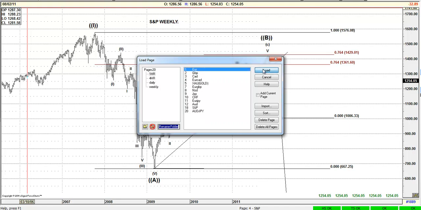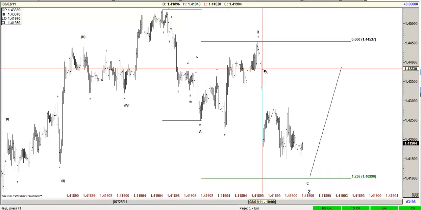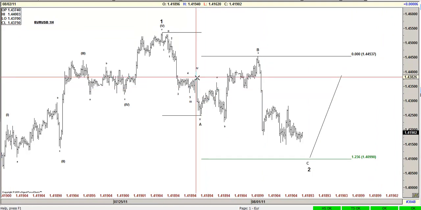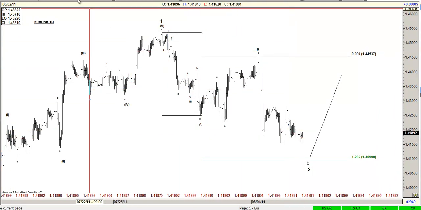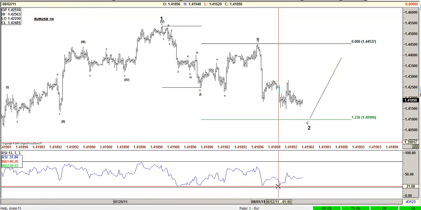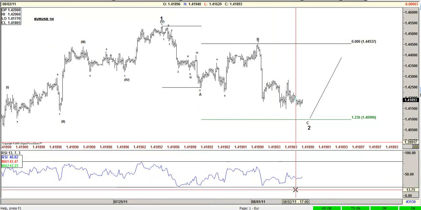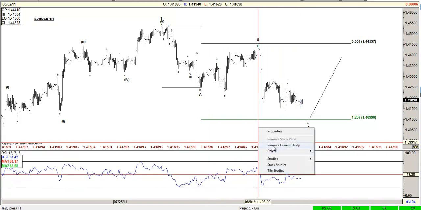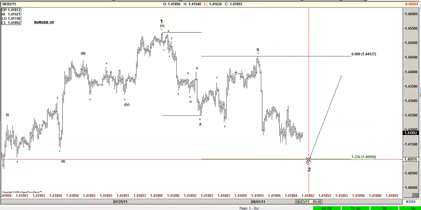Euro, same scenario, nothing has changed for the euro. Still looks corrective to the downside, 3 ways. Look at the RSI, 3 ways. There won't be any acceleration. This is 3 ways, and the euro is gonna bounce for around 141.